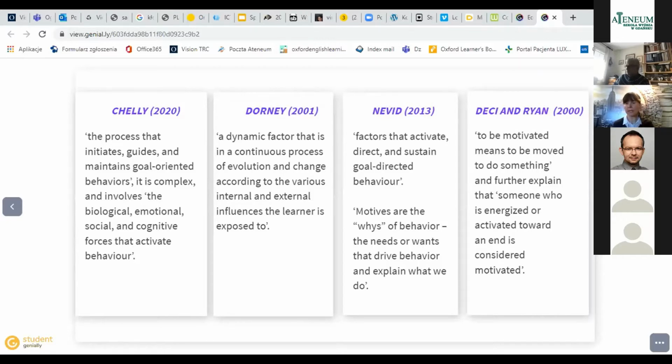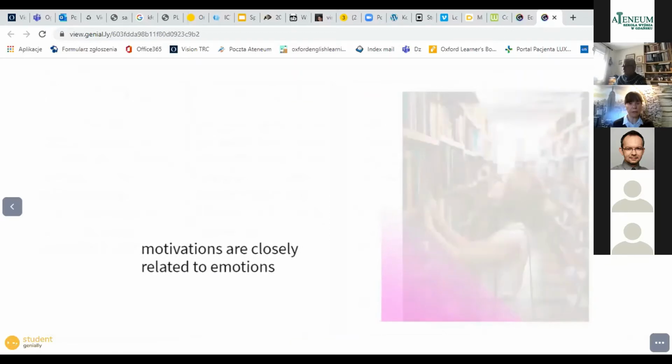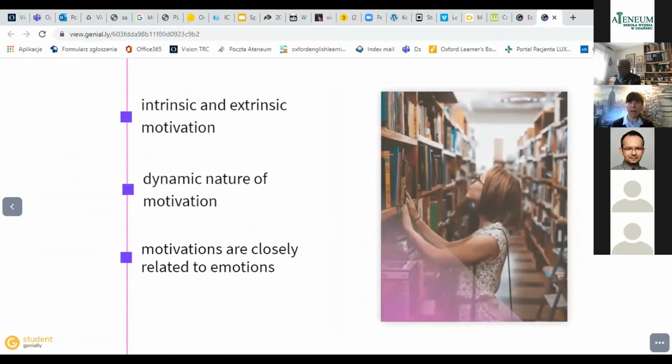Deci and Ryan say that to be motivated means to be moved to do something, and then keep the energy and keep doing the thing, not just start doing that. Following these definitions, we can look at the three phases of that.